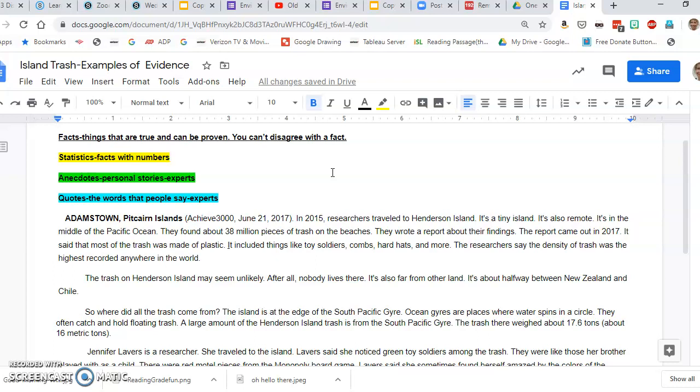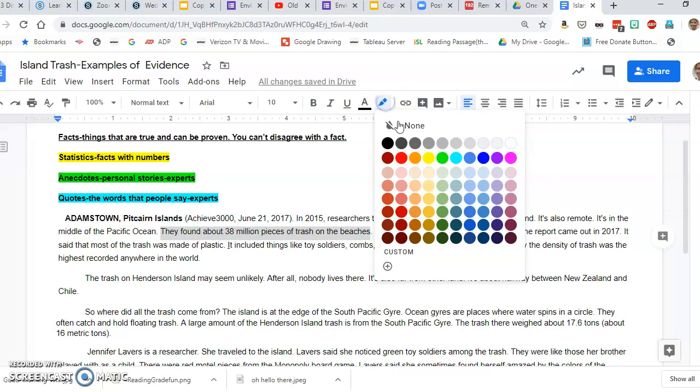So let's get started. I'm going to read through this, and as we read through it, we're going to identify and highlight or underline important pieces of evidence that we might be able to use in an essay. In 2015, researchers traveled to Henderson Island. It's a tiny island. It's also remote. It's in the middle of the Pacific Ocean. They found about 38 million pieces of trash on the beach. All right, this is a fact, but it also has a number in it.